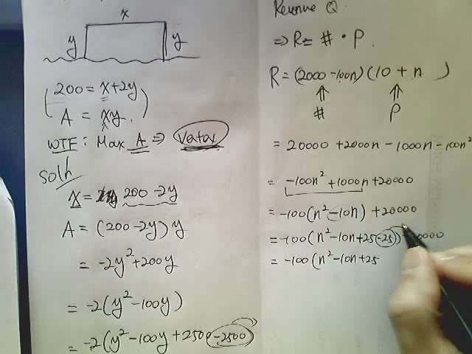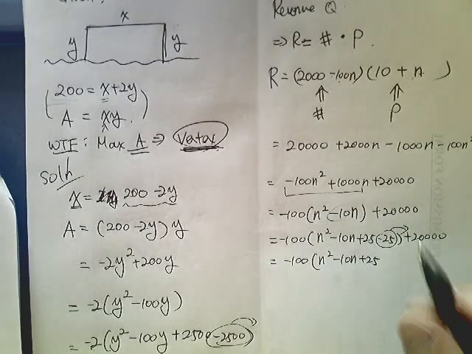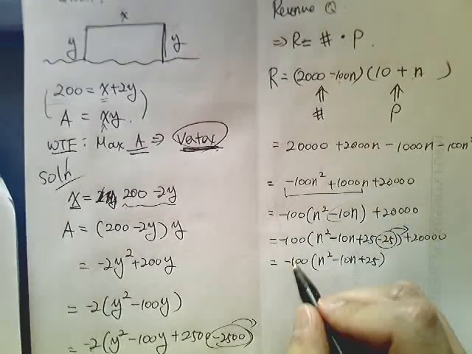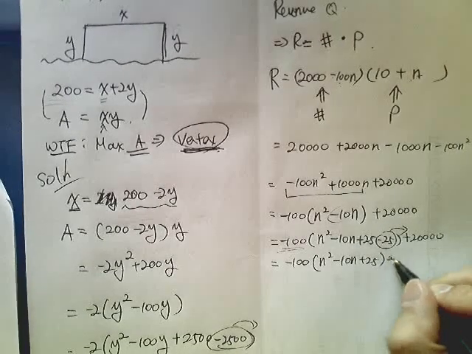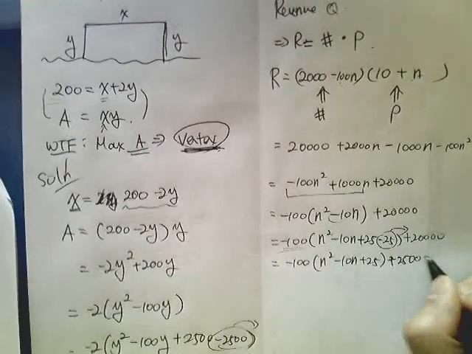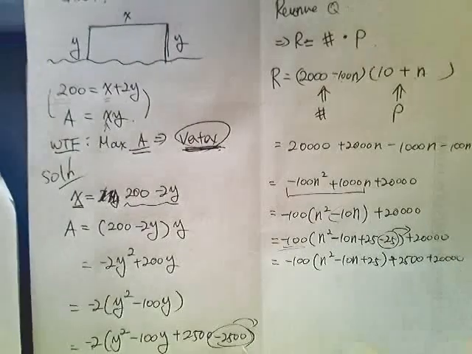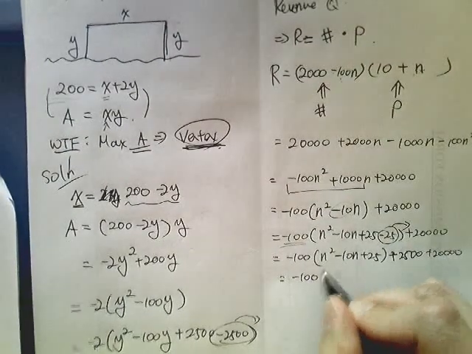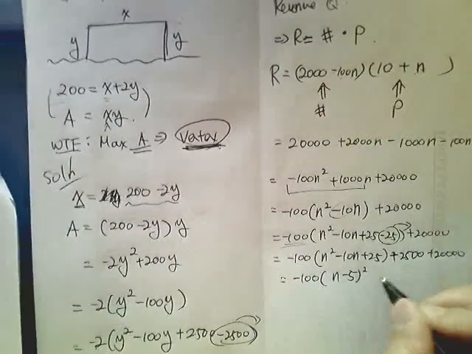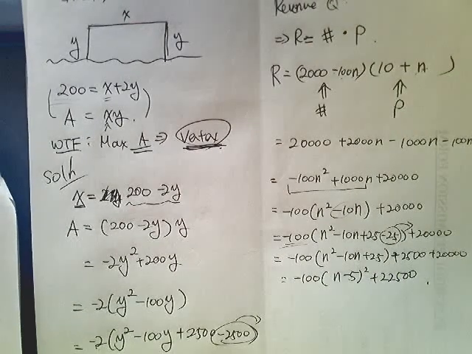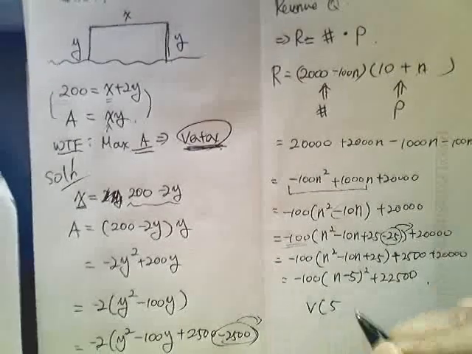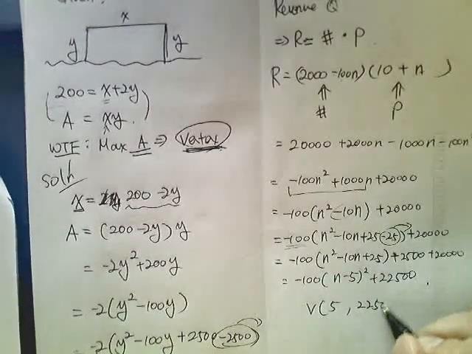So I have negative 100 times (n squared minus 10n plus 25). I don't need this negative 25, it has to come outside. When it comes outside, it has to be multiplied by the negative 100 in the front. So then it is plus 2,500 plus 20,000. Then we're almost done. So this will be negative 100 times (n minus 5) squared plus 22,500. So the vertex is (5, 22,500).